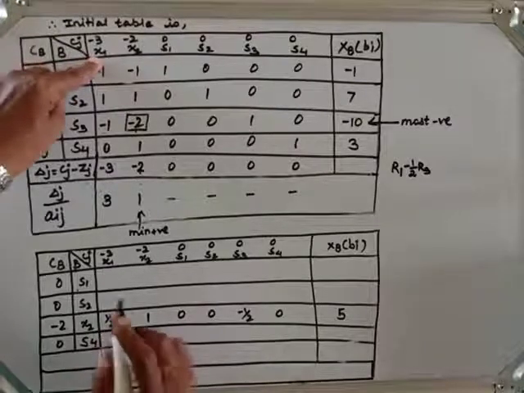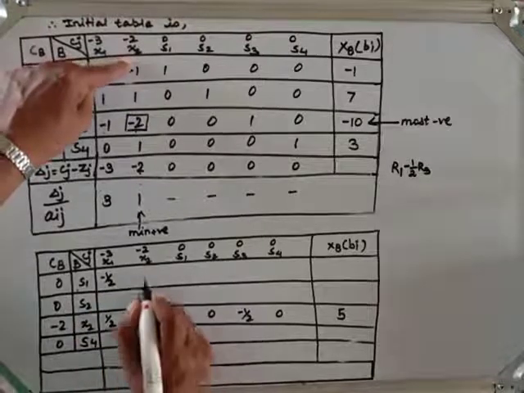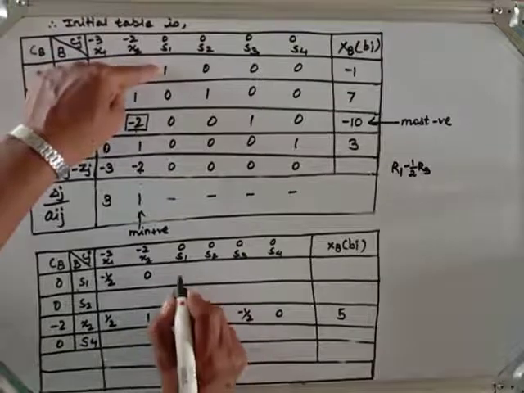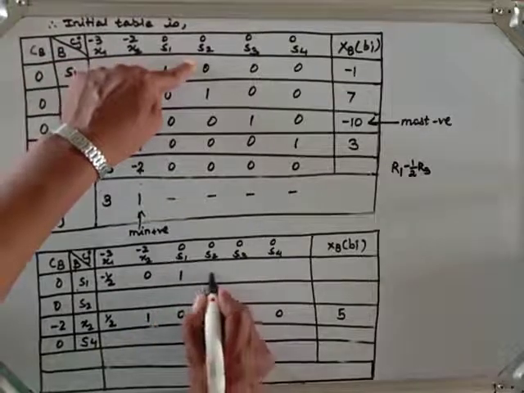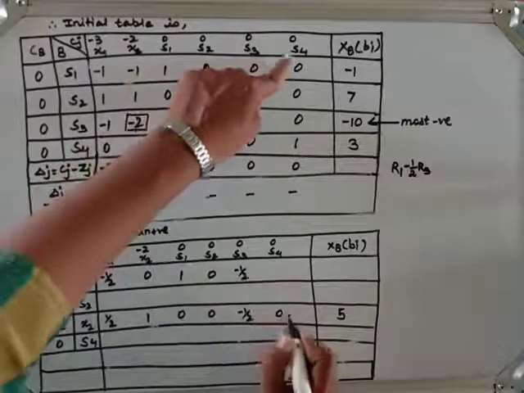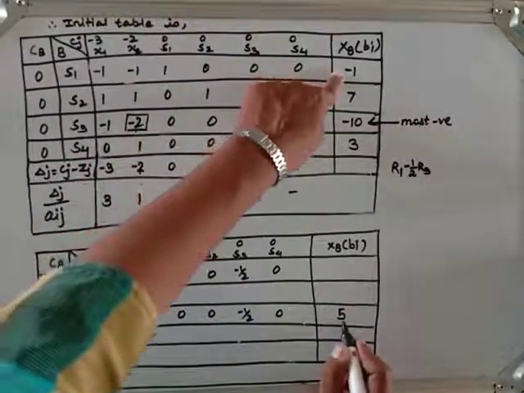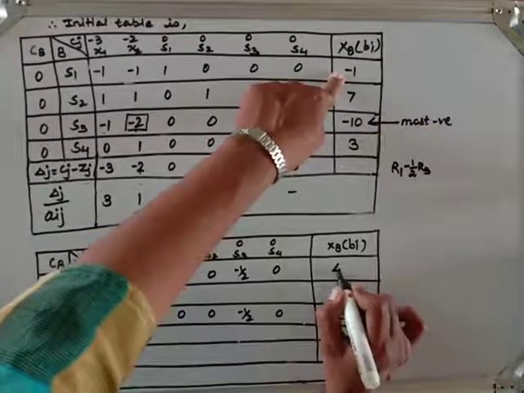-1 plus 1/2 will be -half. This -1 plus 1 will become 0. This will become 1. This is 0. 0 minus half, so -half. 0 plus 0 is 0. And -1 plus 5. So that will become 4.